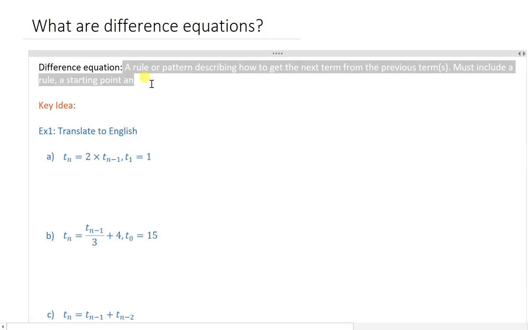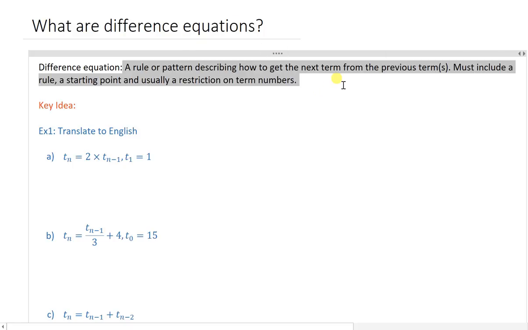So first of all, what is a difference equation? Well, here's a definition for you. It's a rule or a pattern describing how to get the next term from the previous term or terms. In addition to being a rule or a pattern, it has to include 2 or 3 things. The third is sometimes left out and implied, but it must absolutely include a rule and a starting point.